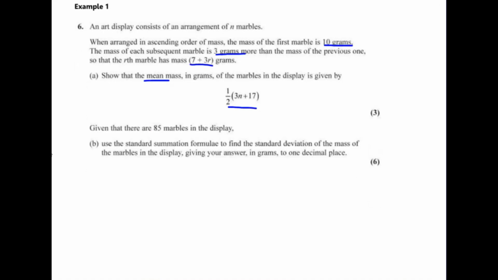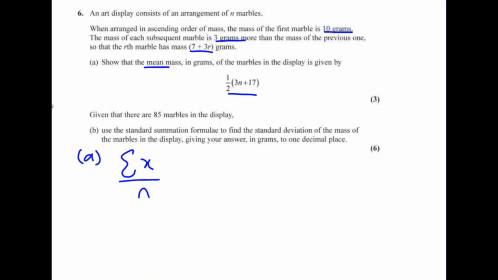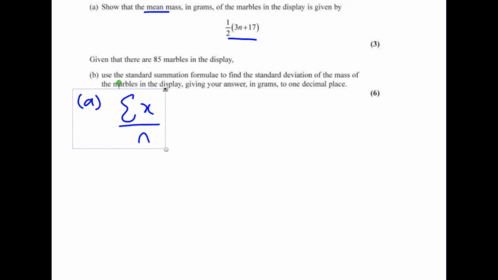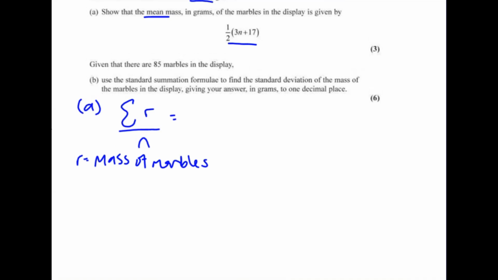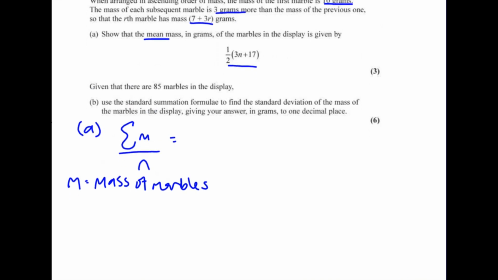So you know how to calculate the mean. The mean of something, you add them all up and divide by how many there are. In this case, instead of x, I'm going to put in adding up r, where r is the mass. The mass of the marbles is given by 7 plus 3r.